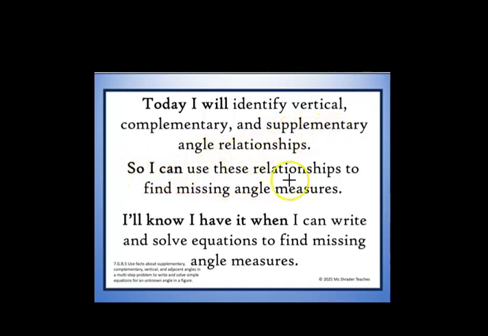I can use these relationships to find missing angle measures. I'll know I have it when I can write and solve equations to find missing angle measures. And this addresses the 7th grade standard 7.G.B.5: use facts about supplementary, complementary, vertical, and adjacent angles in a multi-step problem to write and solve simple equations for an unknown angle in a figure.